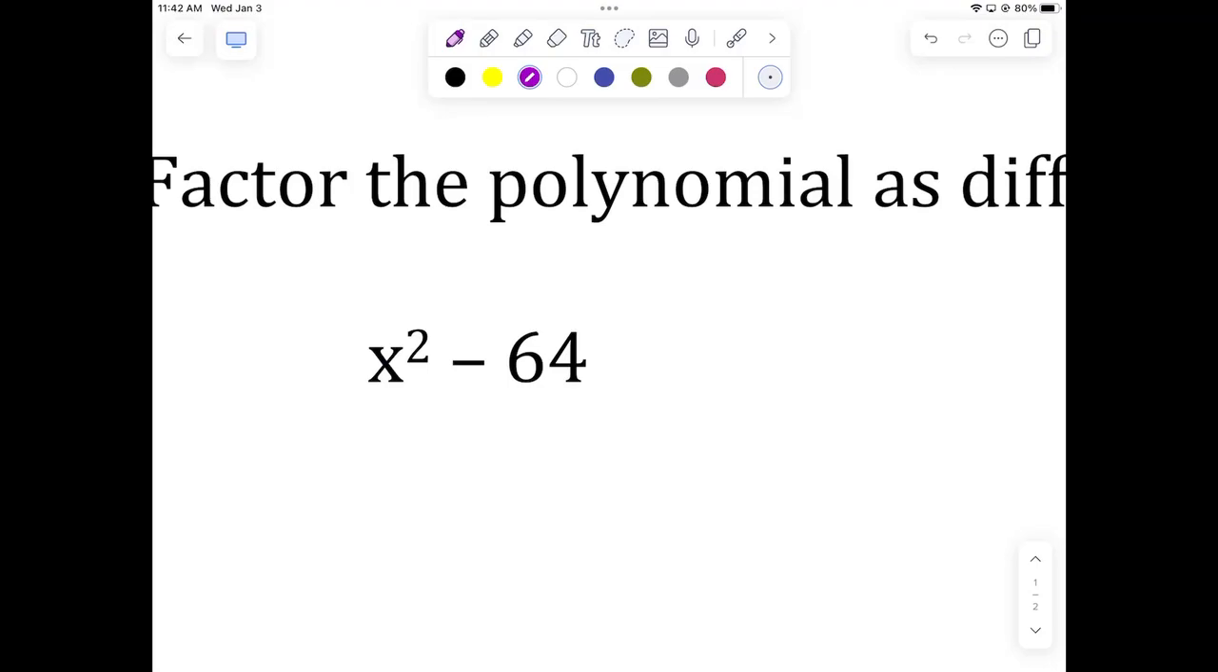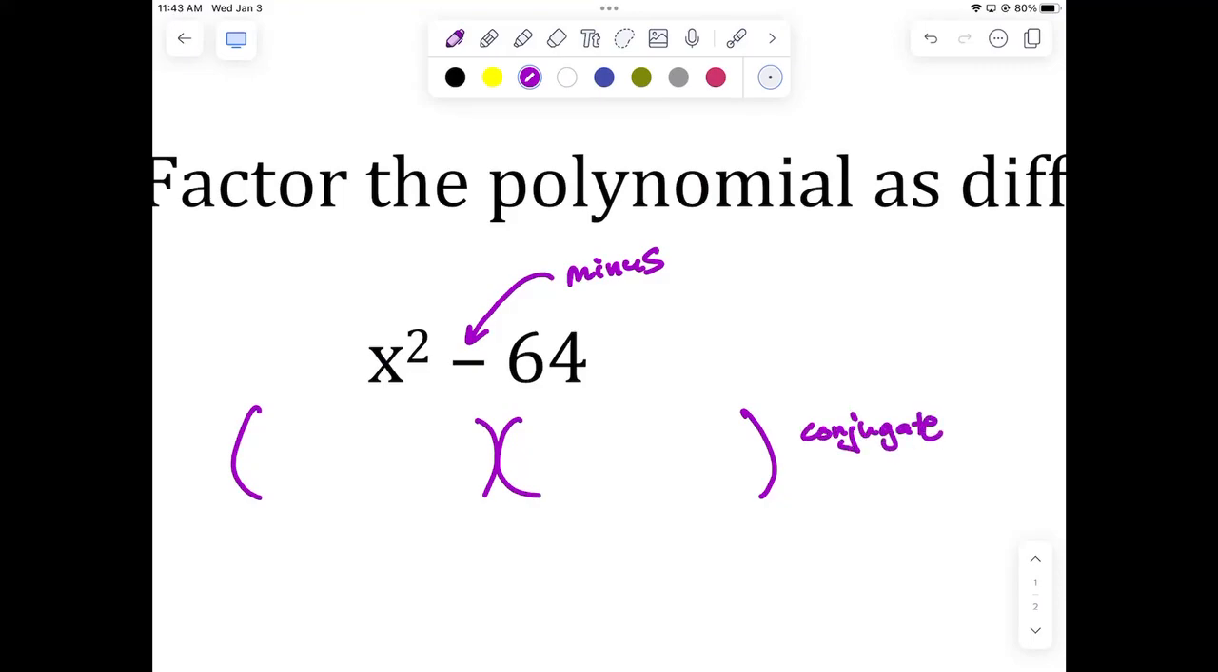But if you're ever missing the linear term, and this right here is a minus, then this is a difference of 2 squares. And remember, the difference of 2 squares double bubbles as conjugate pairs. Conjugate pairs. Remember, the only difference between conjugate pairs is one of them is plus and one of them is minus.